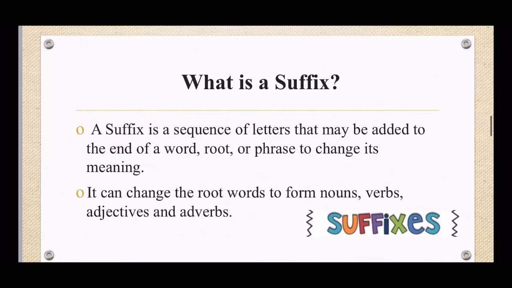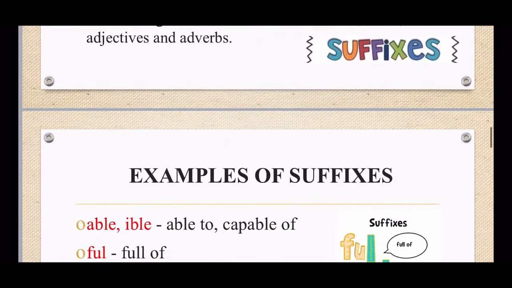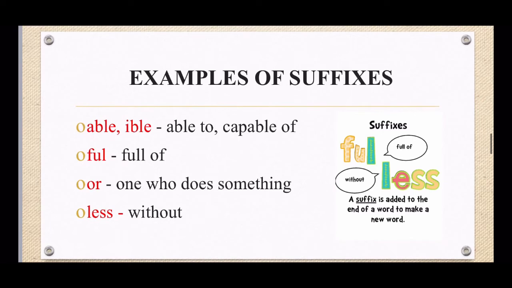Okay, so who can remember what a suffix is? A suffix is a sequence of letters that may be added to the end of a word, root, or phrase to change its meaning. Let's look at some examples. The suffix able means you're able to do something or you're capable of doing something. Full can mean something is full of, or when one does something.